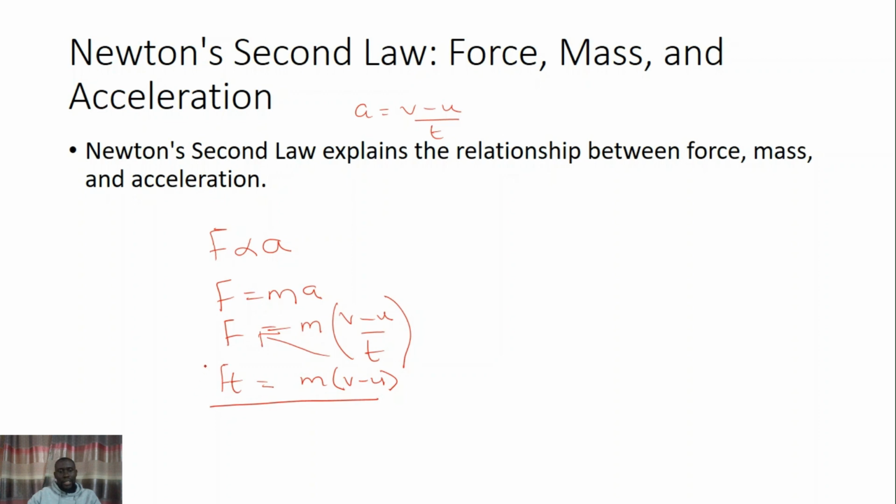And this Ft here is what is known as the impulse of the force. While this m(v minus u), we can expand this formula and it will become mv minus mu, which is the mass of the body times final velocity minus the mass of the body times initial velocity. This is what is known as the change in momentum of the body.